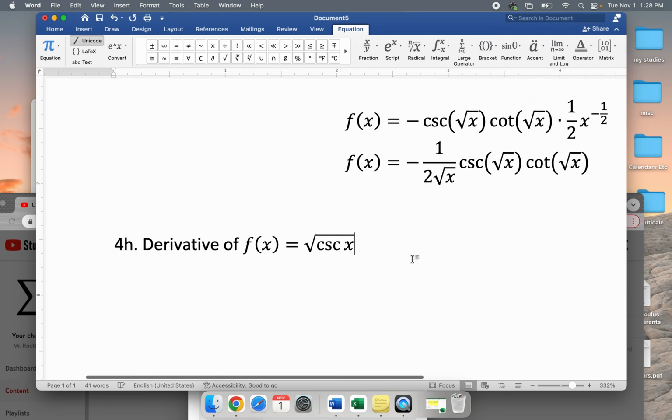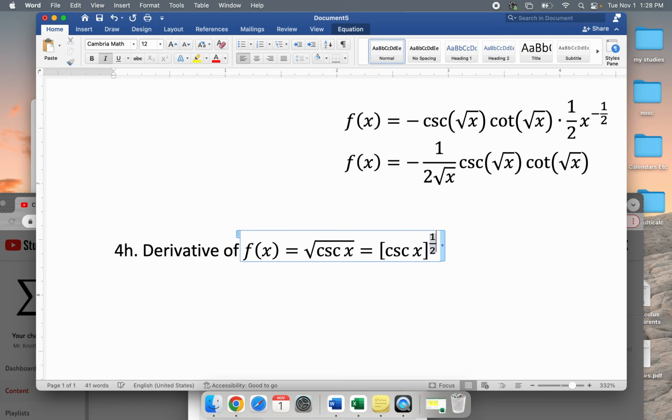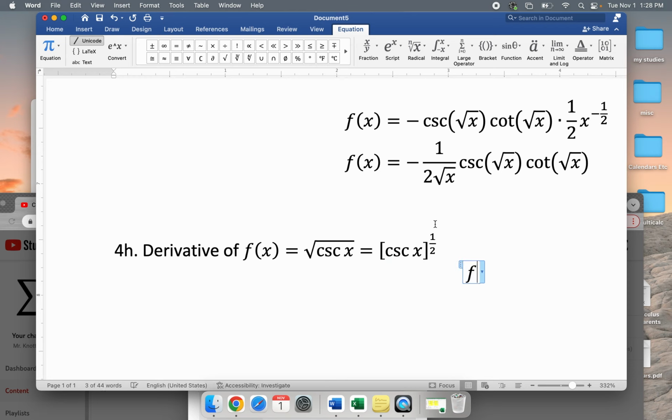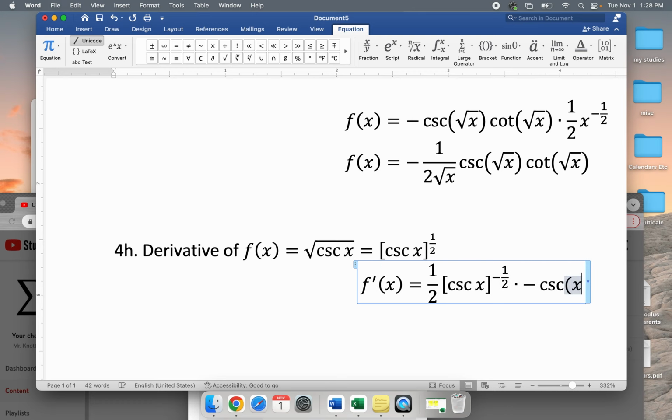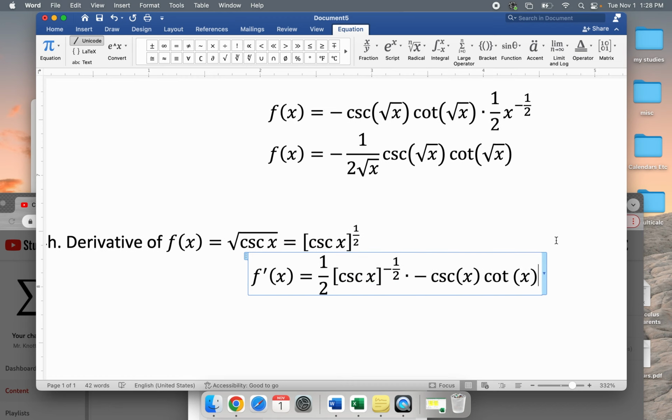All right, last but not least, f of x equals root cosecant x. You should rewrite this as cosecant x all raised to the 1/2 first, and then we can see that the outside function is blank to the 1/2. So the derivative of the outside function is 1/2 blank to the negative 1/2. What goes on the inside? Well, the inside function. But then we're not done because we have to multiply by the derivative of the inside function. And what's the derivative of cosecant? Well, it's negative cosecant x times cotangent x. So there's the derivative. I think it can be simplified a little bit.